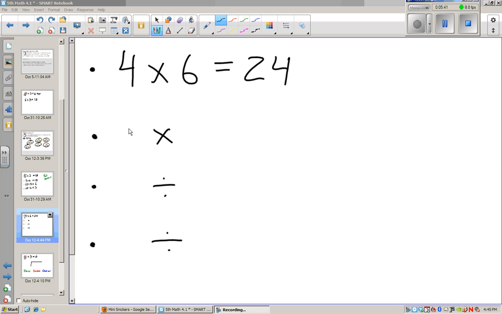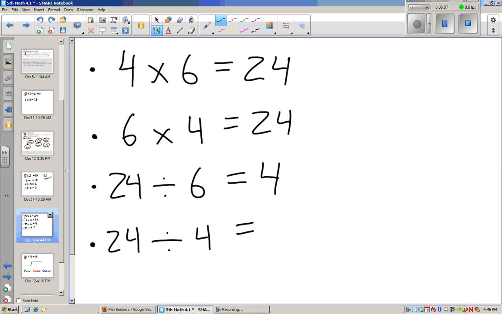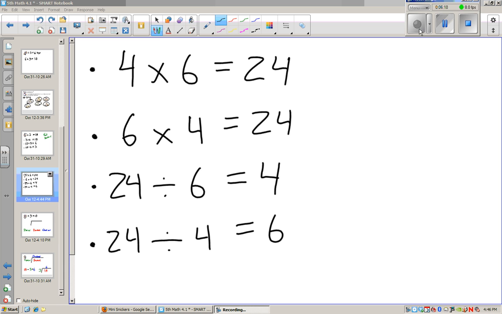Okay, so let's check it out. Our other multiplication fact is just going to be that turnaround fact: 6 times 4 equals 24. Division facts, and they can be in either order, it doesn't matter, are going to be 24 divided by 6 equals 4, and 24 divided by 4 equals 6. And like I said, it doesn't matter if you have 24 divided by 6 equals 4 first, or 24 divided by 4 equals 6. So that's another fact family.